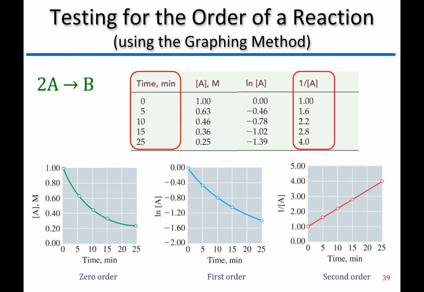And the one that is a straight line will tell me the reaction order. So from this information, I can determine that it's not zero order. This is a curved line. It's not first order, I have a curved line. But I have a straight line for my second order. So this tells me that this reaction is second order with respect to A.